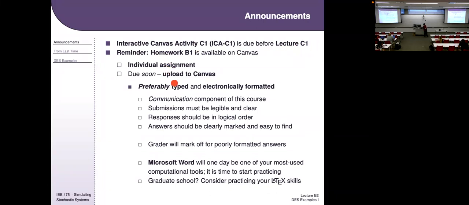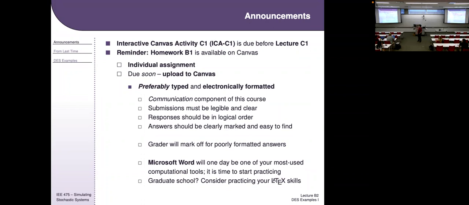It's an individual assignment due soon. Preferably, we need to make it easy for the grader to grade and try to communicate effectively. So one document, preferably typed if you can, in an electronic legible format. Responses should be in a logical order. So question 1 comes on the first page, question 2 on the second page. If you can do it in Word or even in LaTeX or something, that is going to be preferable. It's going to be easier to read.